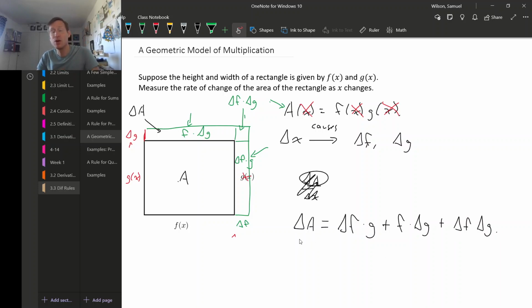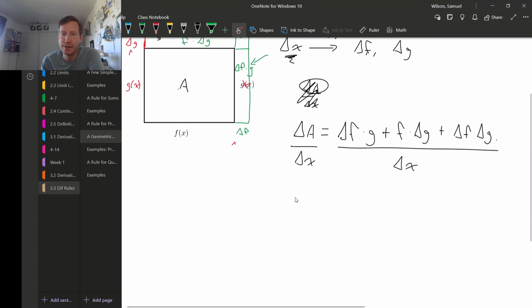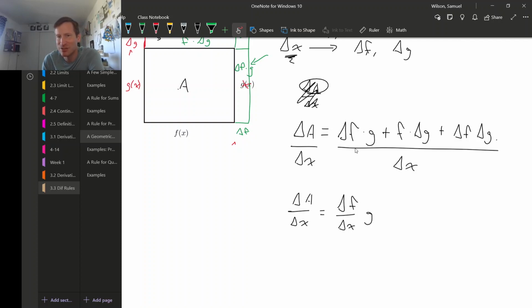All right, now remember we were thinking about getting a rate of change, so we should divide by the change in x. So divide everything by delta x. And on the left-hand side, we get delta A over delta x. On the right-hand side, we get delta f over delta x times g. So this delta x is going to end up under each of these terms separately, and it makes sense to arrange the fractions so that all our deltas are in ratios like this.